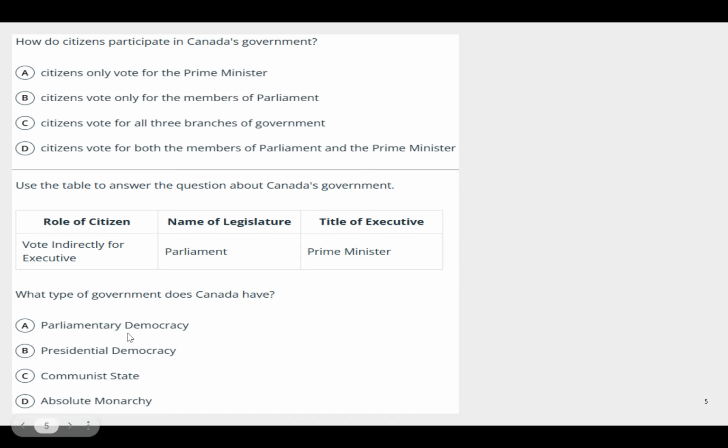Now, next, what type of government does Canada have? We just answered that question. That would be parliamentary democracy.